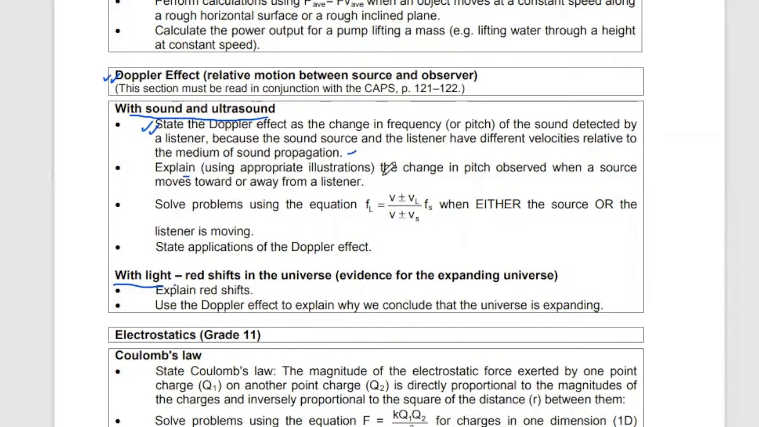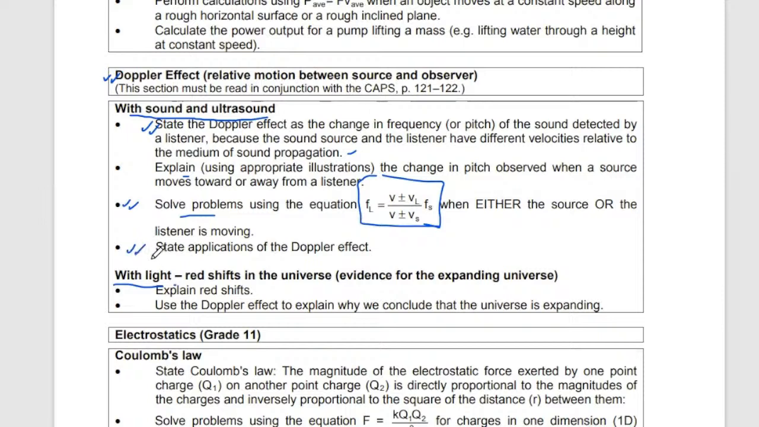Explain using illustrations the change in pitch that will be observed when the source moves towards or away from the listener. And then number 3, we need to be in position to solve problems using this equation, the Doppler equation, where FL is equal to V plus or minus VL, and all of that. We shall look at either scenario, the effect of the plus or minus and what happens.